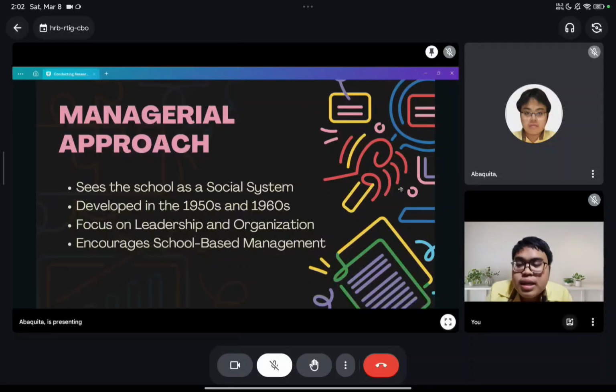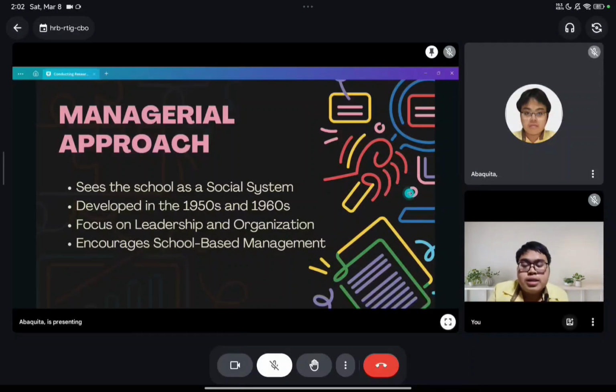And the last one is it encourages school-based management, and the decisions can be shared with the teachers and even with students and parents. Everyone in the school works together to create and improve the school programs. And that is the managerial approach.